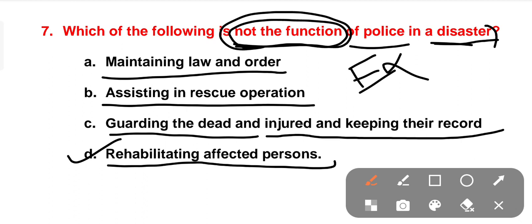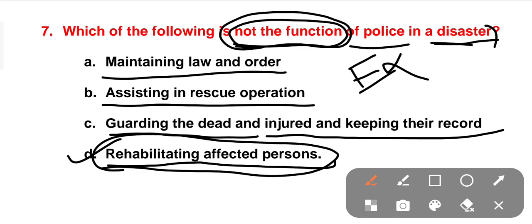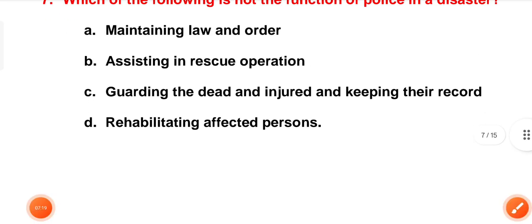He cannot give any treatment or first aid to the affected persons. He cannot send a person to the rehabilitation centers or any hospitals. His duty in the disaster is only maintaining law and order, rescue operation, and guarding and securing the patients or injured persons, but he is not doing the rehabilitation of the affected persons. So the right option is D.